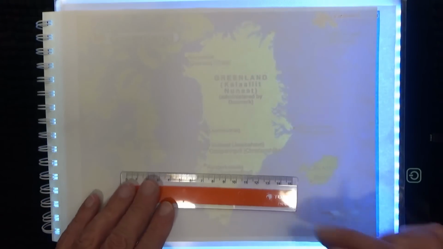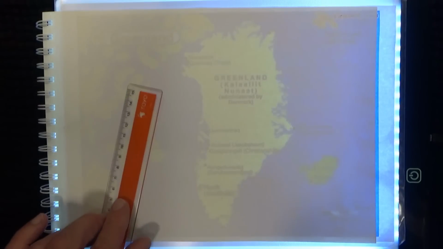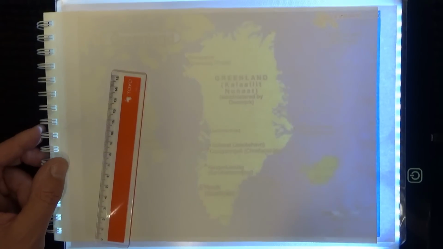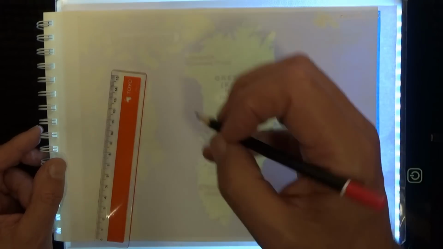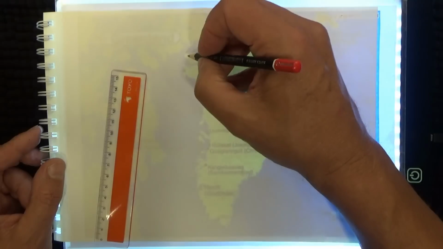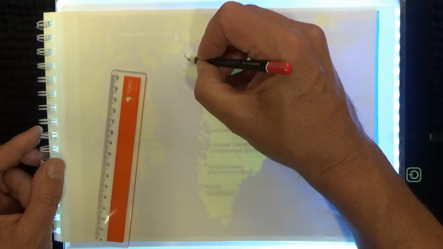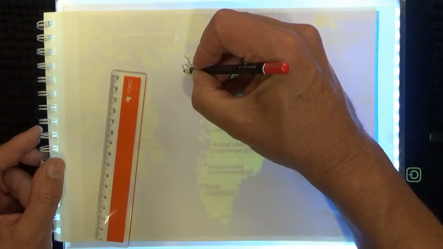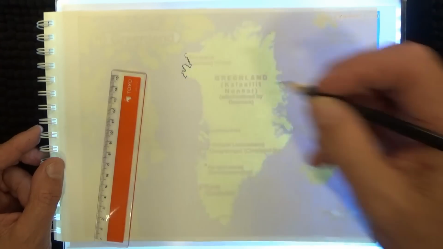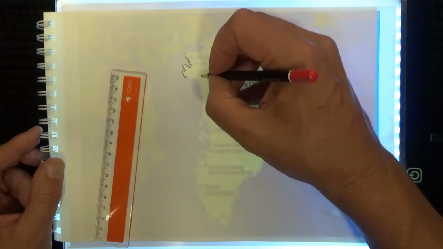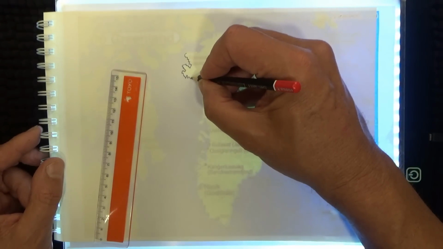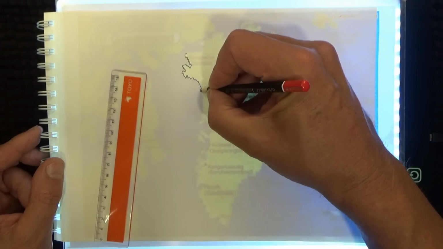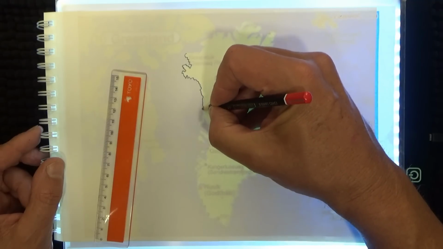And today I'm doing a map drawing video of Greenland. Now, it's got a very rugged coastline, that I hope I can do justice for you.